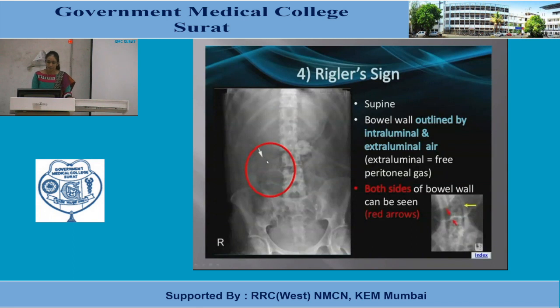Then Rigler sign. This X-ray is taken in supine position. The bowel wall is outlined by the intraluminal as well as the extraluminal air, which is free peritoneal gas. Both sides of the wall can be seen. That is Rigler sign.